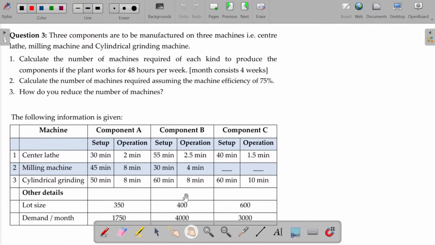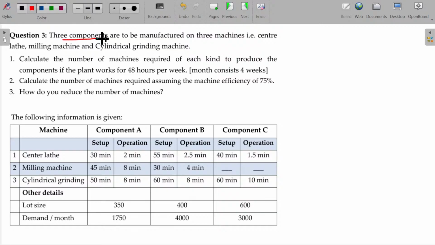Now, 3 components are to be manufactured on 3 machines: center lathe, milling machine, cylindrical grinding machine. We need to manufacture 3 components: component A, component B, component C. Now, how many center lathes am I in need of? Center lathe is required for manufacturing component A, component B, component C. How many units? 1,750 units of component A.